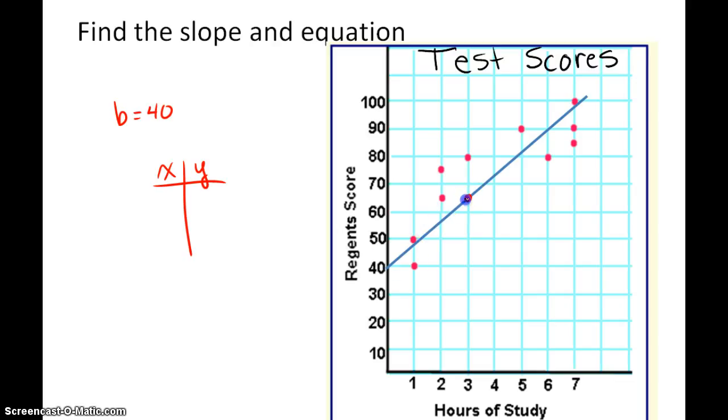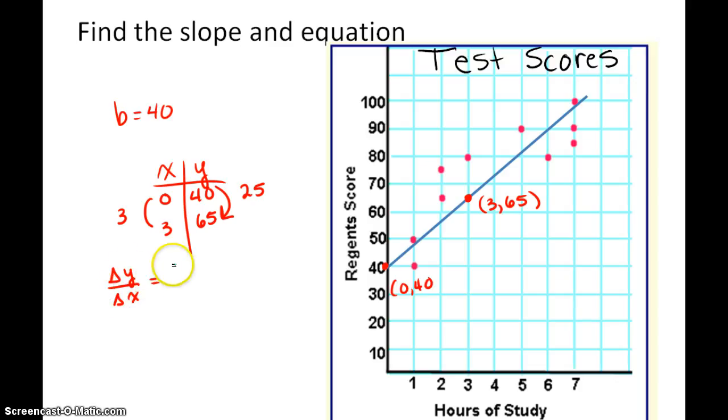Looks like this point right here would be at 3, maybe 65, and I might use the y-intercept of 0, 40. So let me put those both in my table, and the change in the y values, it looks like it goes up by 25 as the x value is going up by 3. So you know that slope is the change in y over the change in x, and so that would be 25 over 3, which is the same thing as about 8.3.